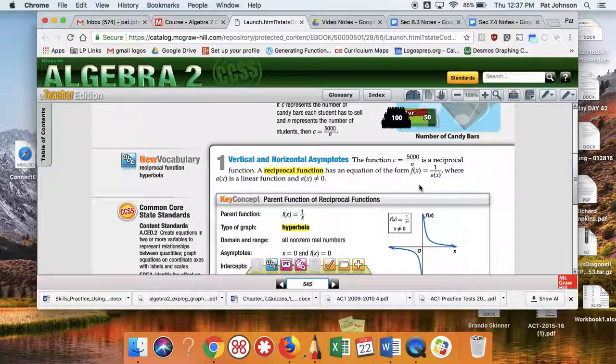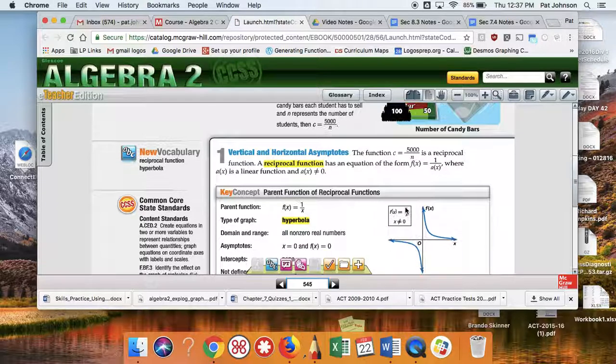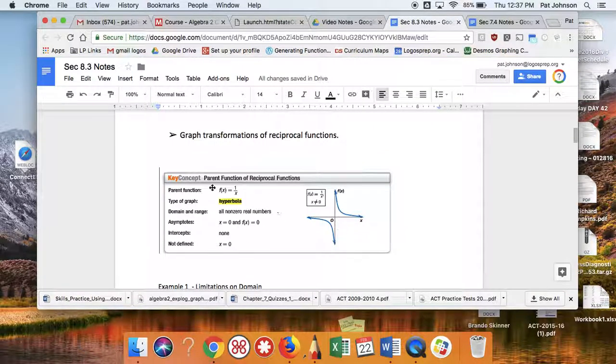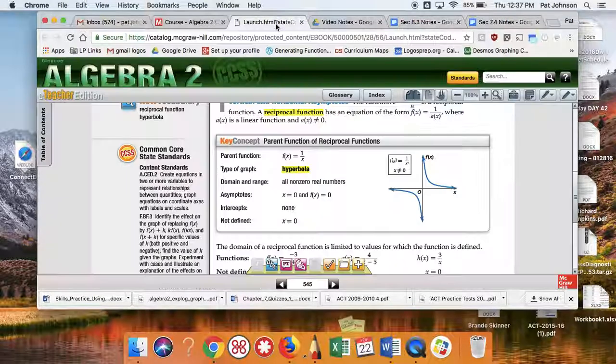And a of x, which is your equation or polynomial in the denominator, is going to be a linear equation. And we've been graphing linear equations since Algebra 1. Those are just straight lines. So let's not get hung up on the fancy words. Now let's look at the parent function. This key concept box is really, really important, so take notes on it. The key concept box tells you our parent function. The parent function is f of x, or y, equals 1 over x.